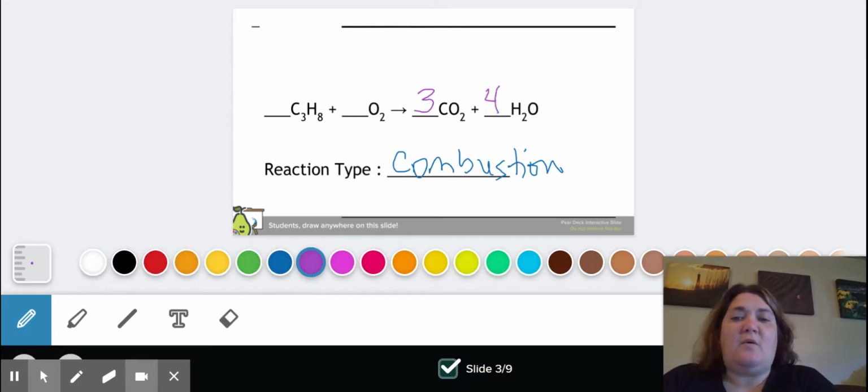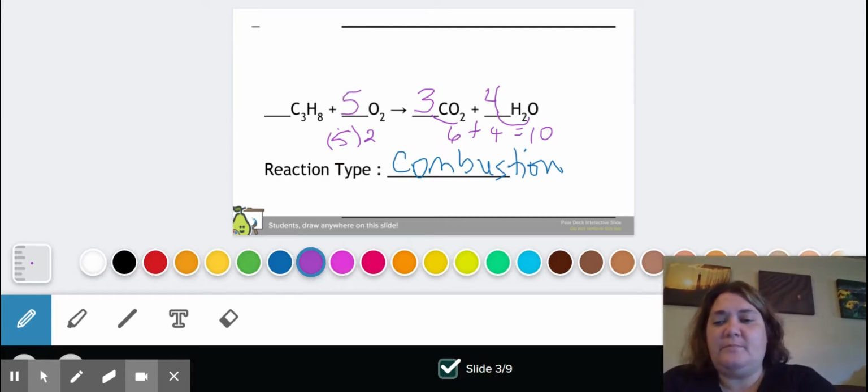Now we can count our oxygens. So let's start counting here. On the left-hand side, we have 2. On the right-hand side, we have 3 times 2, so we multiply, plus 4 times 1, which equals 10. So what number would we multiply by 2 to get 10? Right, it'd be a 5, so that 5 goes here. And that's balancing for combustion.